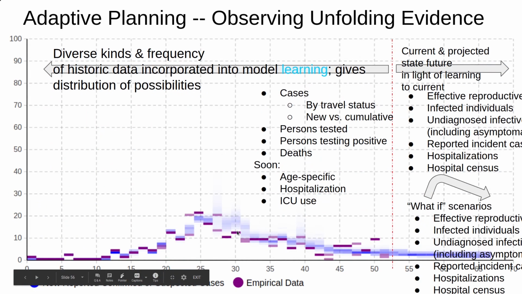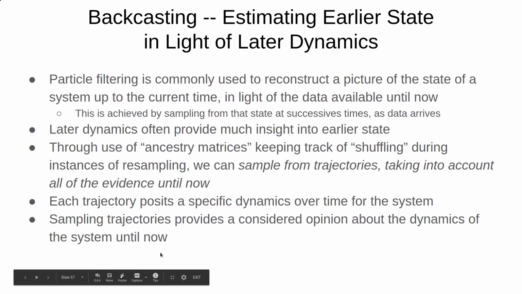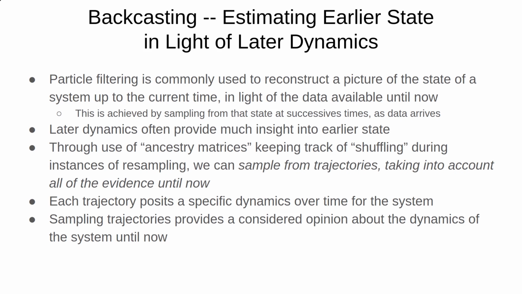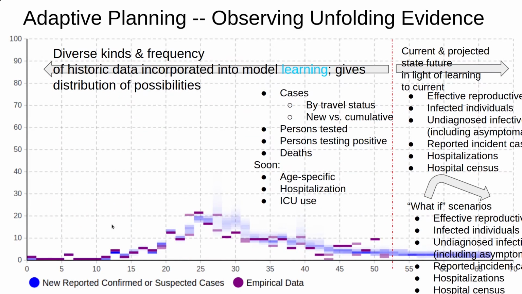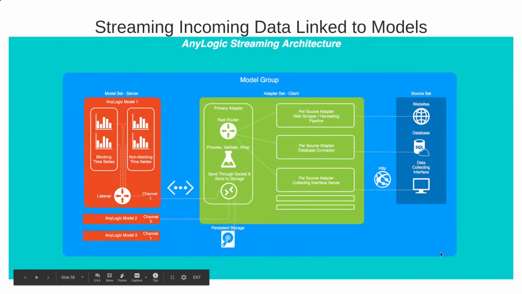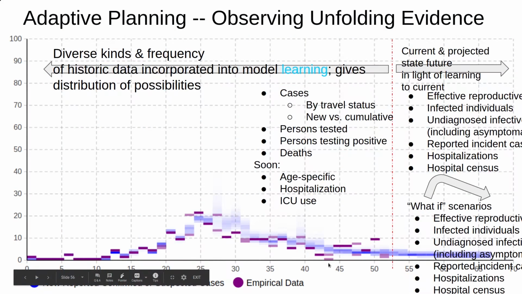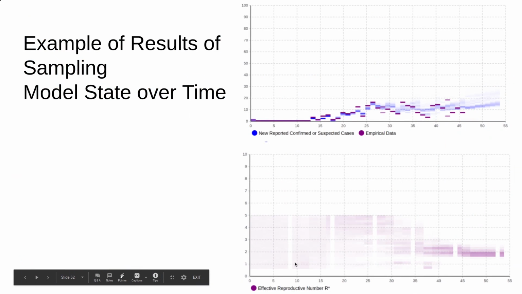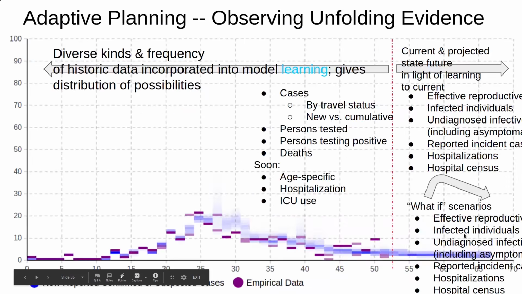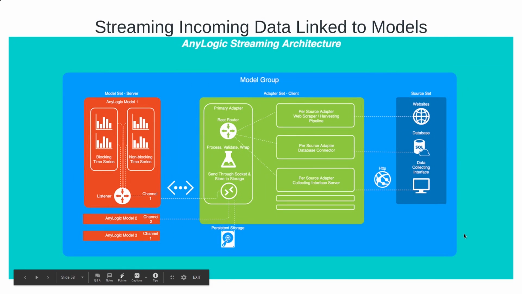That's a very traditional way of using particle filtering. What backcasting allows us is to use that later information to understand what was the case earlier. To do this, there's a mechanism of using ancestry matrices, and we sample from trajectories. Each trajectory posits specific dynamics over time. By sampling these trajectories from the latest time, we can infer what was the case earlier, consistent with the latest evidence. So that allows us, for example, to go back and estimate the effective reproductive number in a way that takes into account all the subsequent data and dynamics which have been observed.